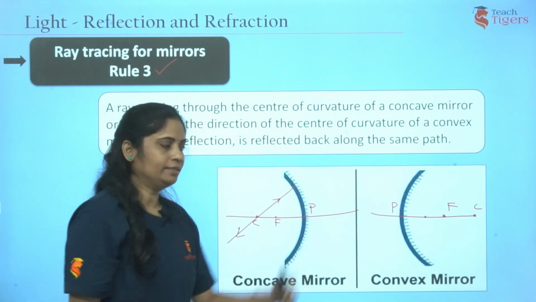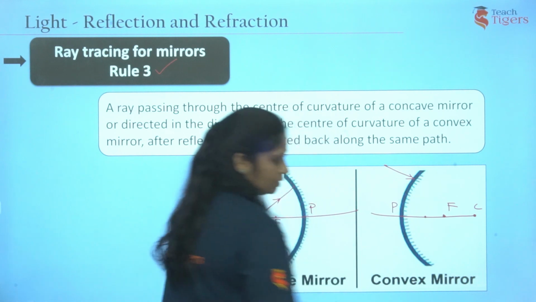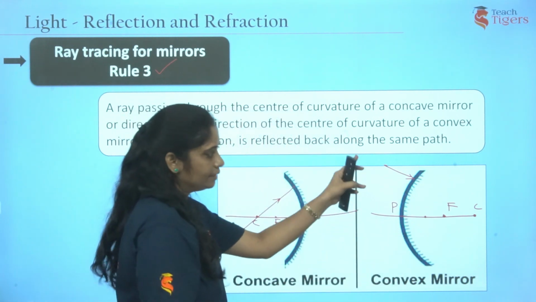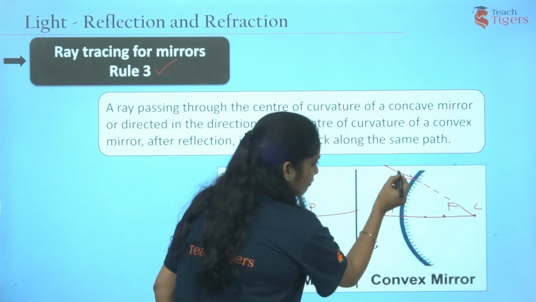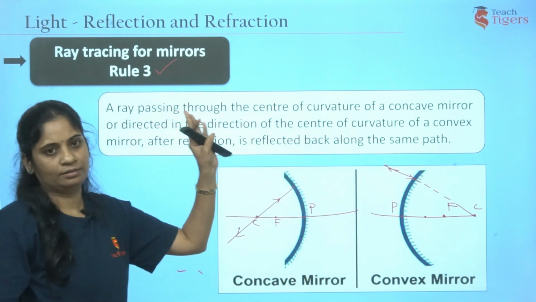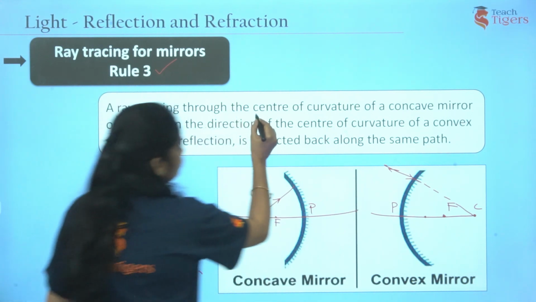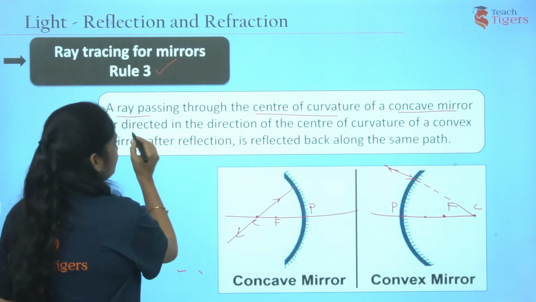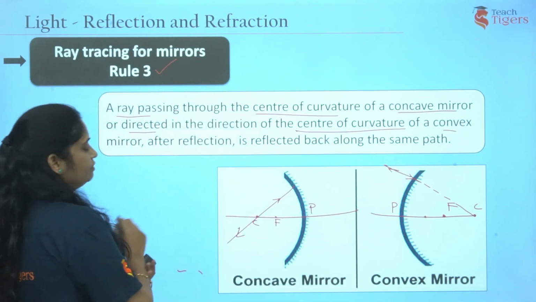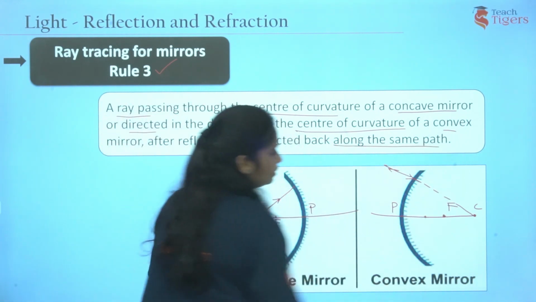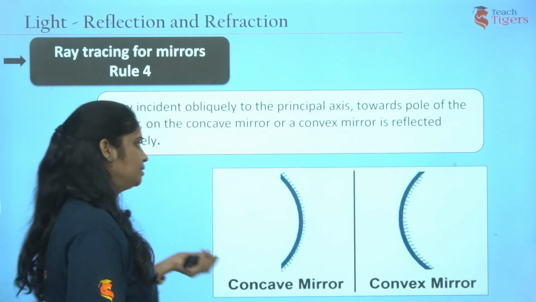The same way let us try for the convex mirror. If a ray is passing through the center of curvature, here again it is a virtual center of curvature, that means this ray is incident in line with the center of curvature, then after reflection it just retraces its path. It just reverses its direction but follows the same path. So a ray passing through the center of curvature of a concave mirror is directed in the direction of the center of curvature of a convex mirror, and after reflection it is reflected back along the same path. So this is about rule 3. Very easy, right? Next, let us see the fourth rule.